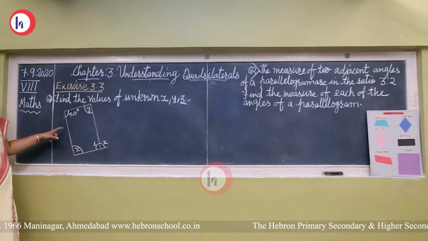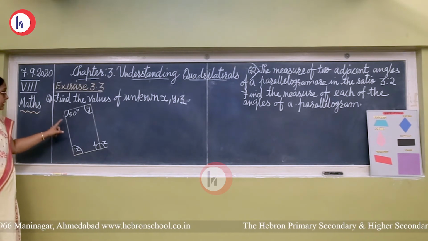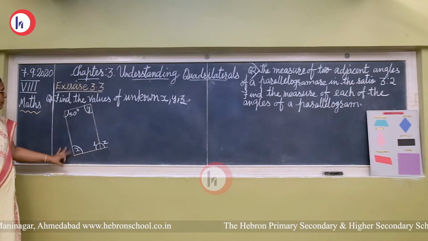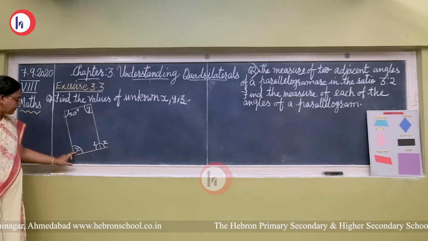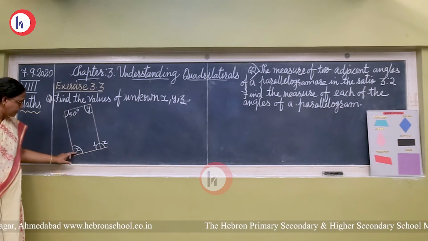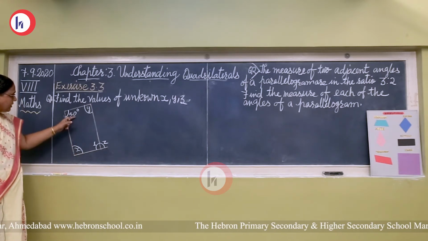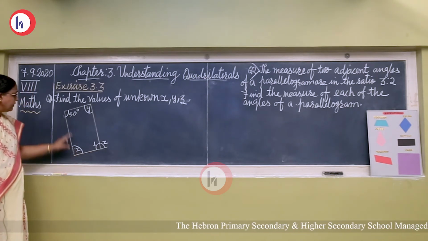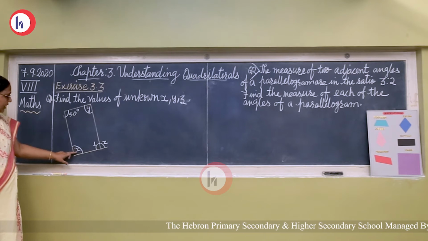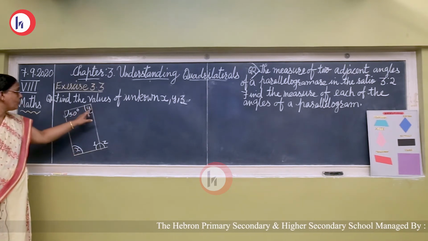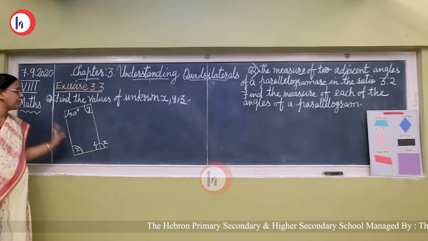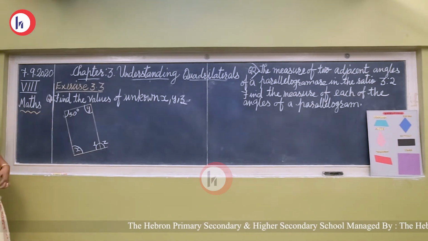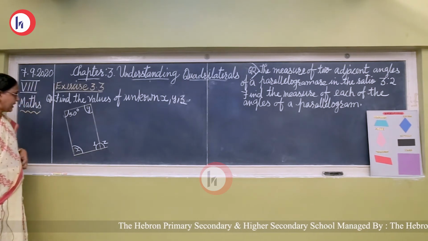Then you have learned that adjacent angles are supplementary. So with 50 degrees here, x can be found out. The total sum is 180 degrees, so x is 180 minus 50 degrees. Once you get x, y will always be equal to x, because opposite angles in a parallelogram are equal. This way we can solve this given problem. So let us start.